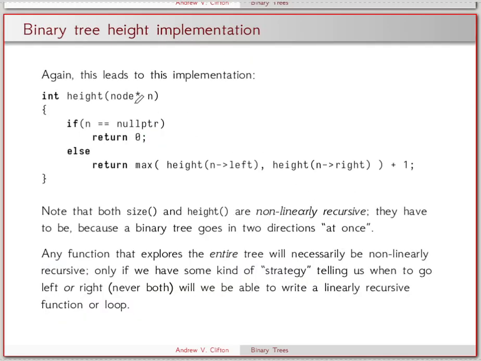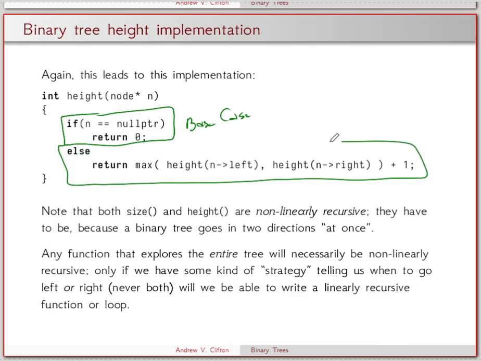So again, this is our implementation here. Base case here: the tree is empty. That has a height of 0. Recursive case here: the tree is non-empty, then we recursively find the height of the left subtree, the height of the right subtree, take the larger of those two things, and then add 1 to it there like that.